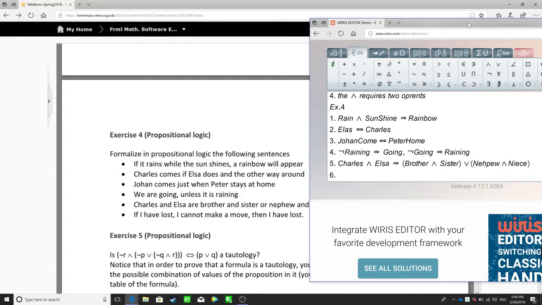Okay, the last thing is kind of confusing. If I have lost, I can't make a move, then I have lost. I lost equals cannot move.